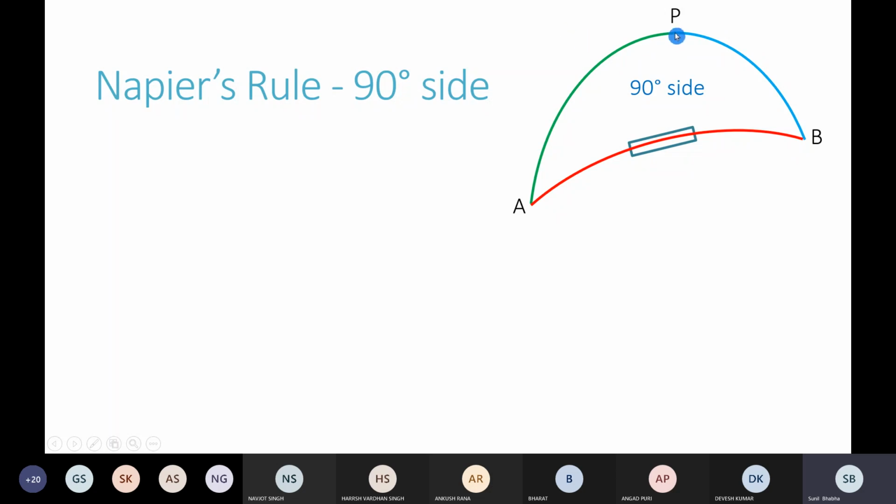Now you see, beta, we have the PAB triangle on the screen. One side of this triangle is a 90-degree side. A 90-degree side is represented by this kind of rectangle made on the side. So if you see any such box on any spherical triangle, this is not a misprint. This is indicating that this side is a 90-degree side. So we have a 90-degree side, PAB triangle.